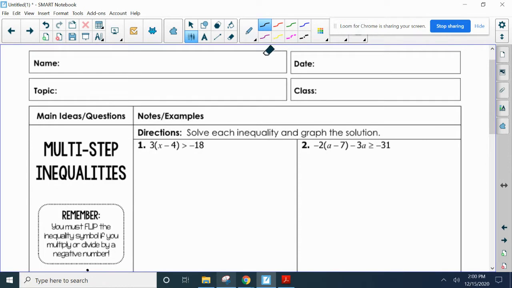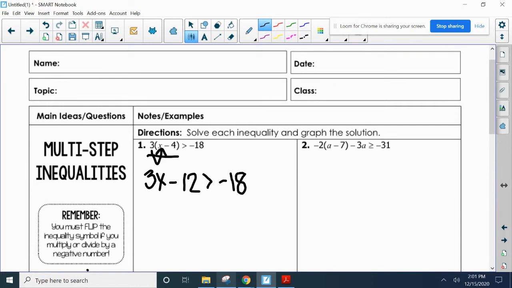All right, so then our first step. I'm going to go ahead and do this first one for you. So our first step, just like we talked about, same as a multi-step equation, is to go ahead and distribute this 3. So 3 times the x is going to give us 3x minus 3 times the 4, which is 12. My pen turned off for a second there. All right, 3x minus 12 is greater than negative 18, and now we have a two-step inequality.